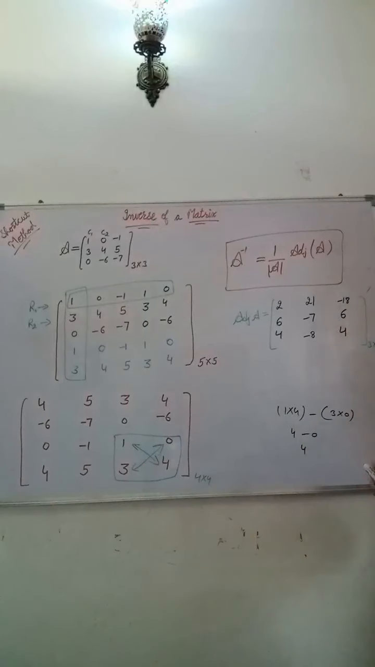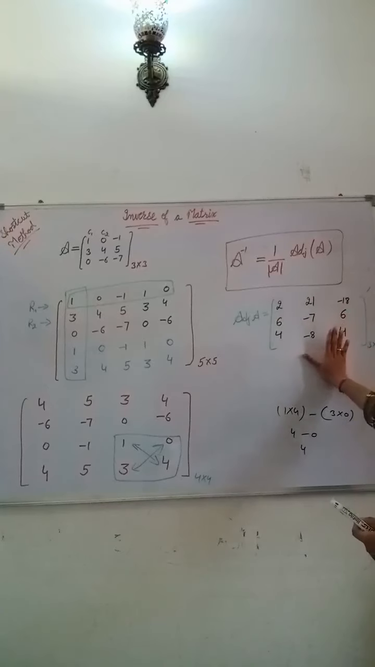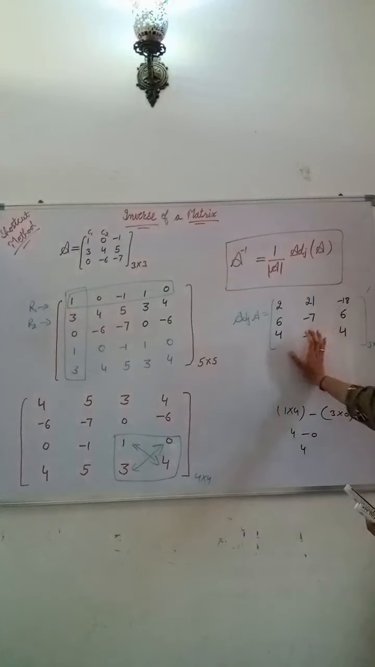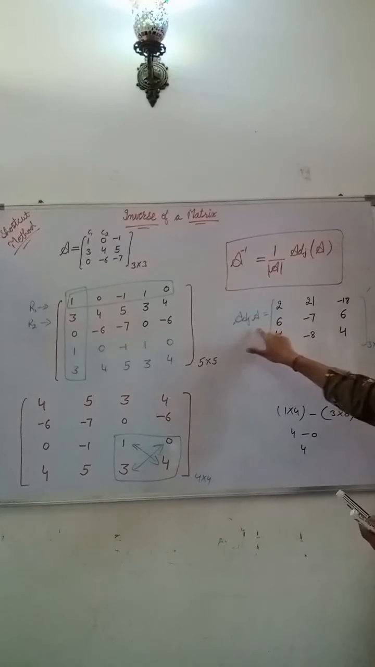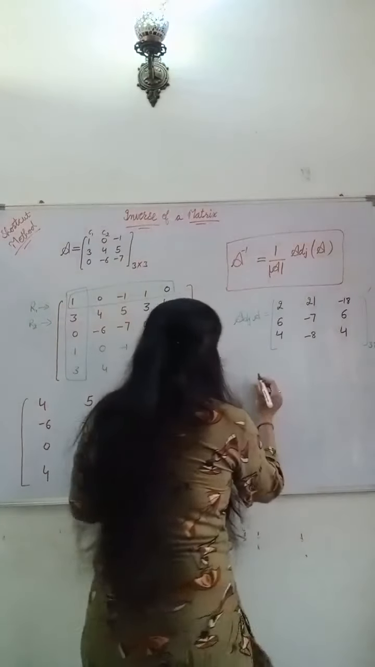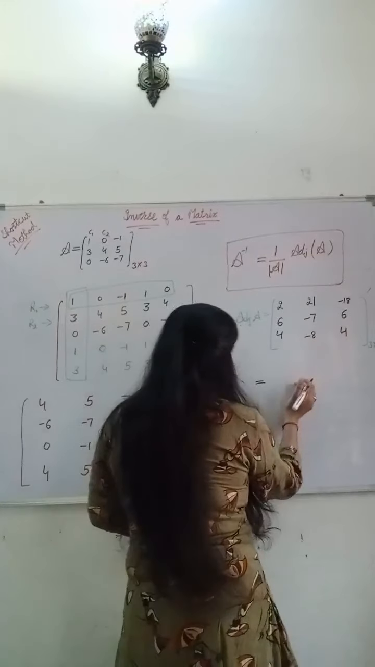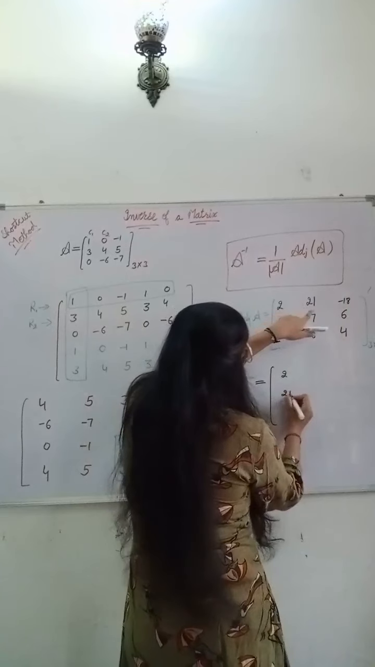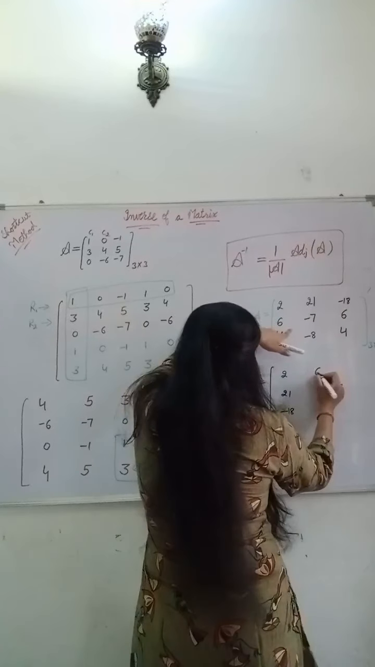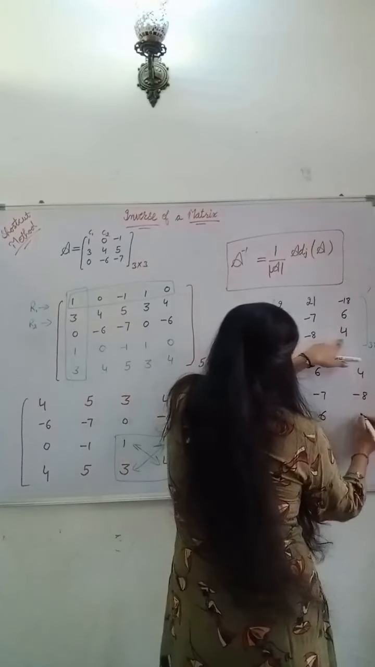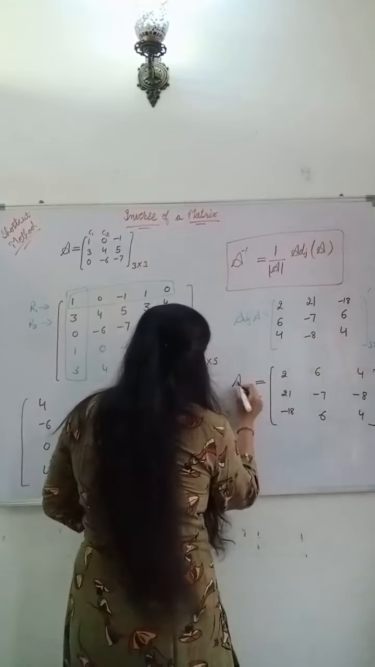Here you can see I have the cofactor matrix. Now to find adjoint of A, just take the transpose of this matrix. Interchange its rows and columns and it will become 2, 21, minus 18, 6, minus 7, 6, 4, minus 8, 4. Now I have the value of adjoint of A.